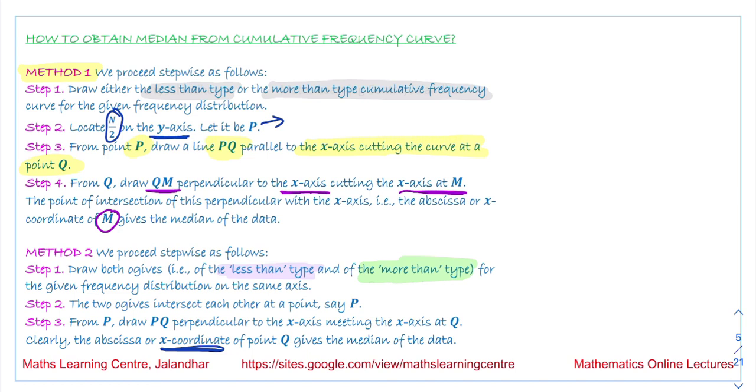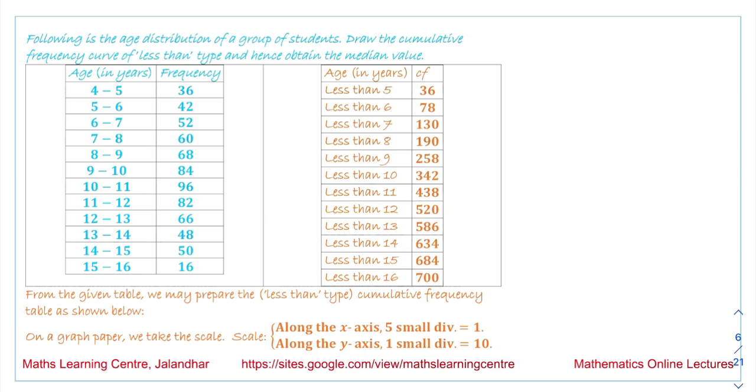Both these things will be more clear to you with an example. So we move on to our first example. The following is the age distribution of a group of students. We have to draw the cumulative frequency curve of less than type and hence obtain the median value. These are the frequency classes given to us: 4 to 5, 5 to 6, 6 to 7, 7 to 8, 8 to 9, and these are the corresponding frequencies that we have.